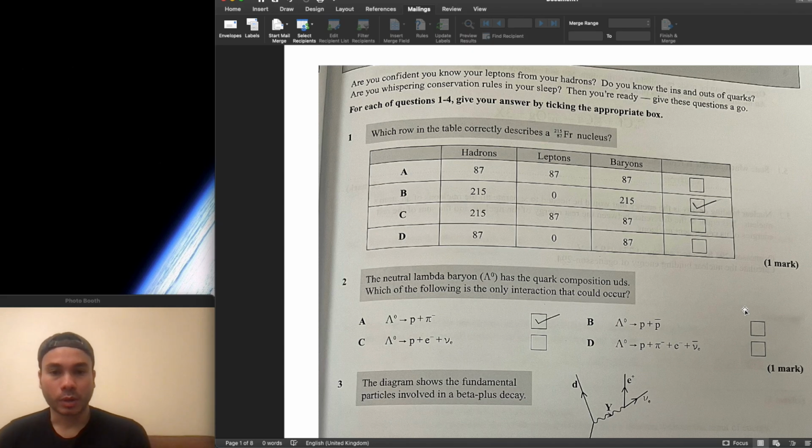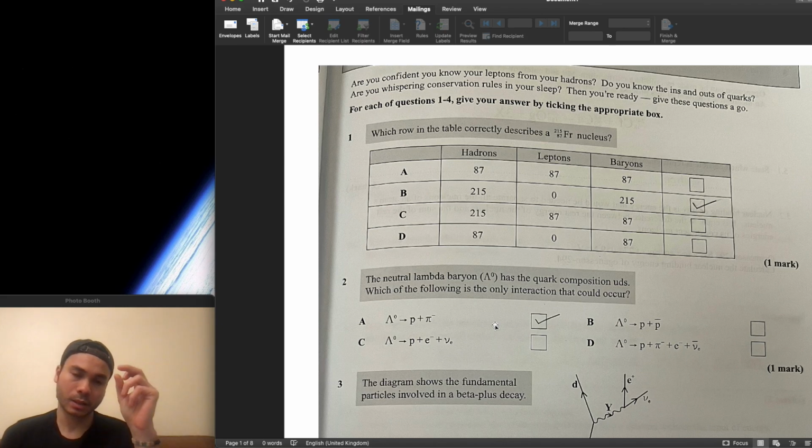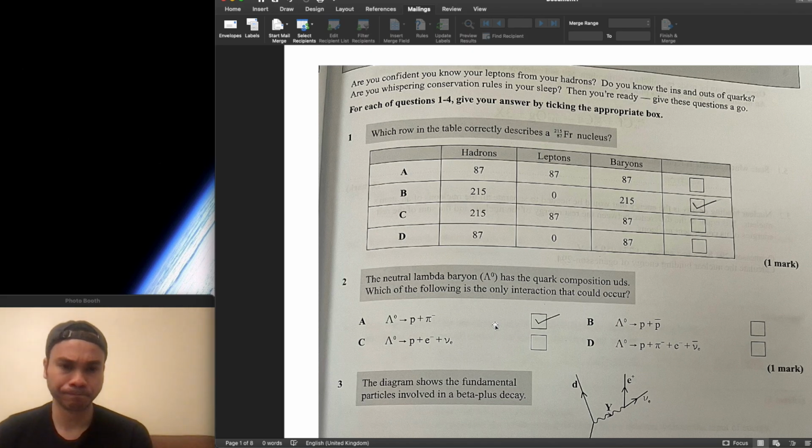Right, let's look at question 2, the neutral lambda baryon. This is actually an example of a heavy baryon. I didn't go through it in my lesson on particle physics, but a heavier baryon is a heavier version of protons or neutrons, and the one in front of us is a lambda neutral baryon. It tells us the composition is a U and a D and an S. And remember, I said the S quark has the property of strangeness, so it has a strangeness of -1.